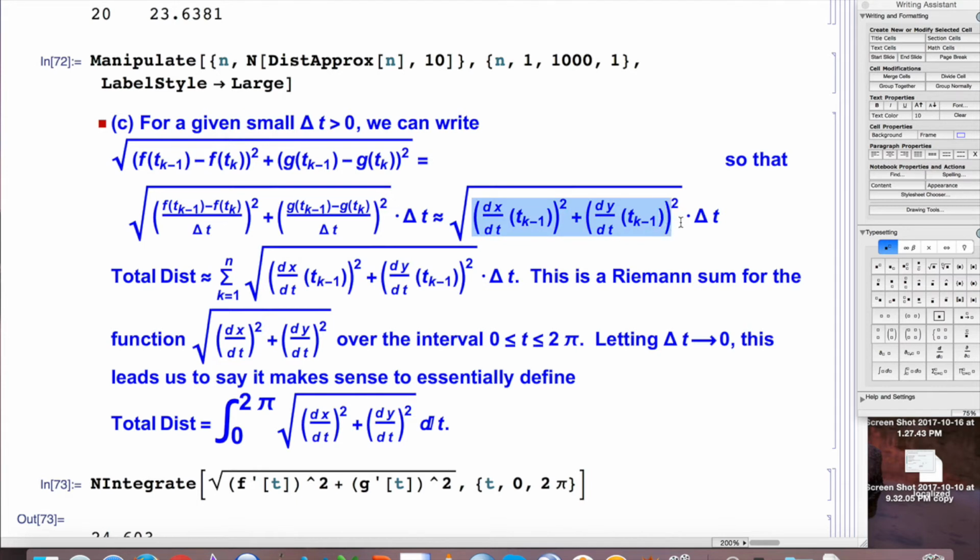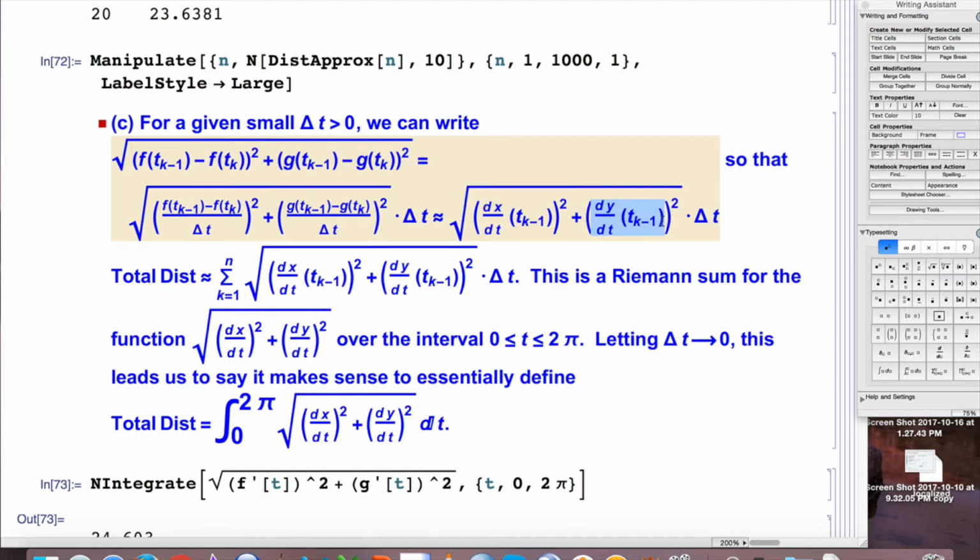Look what we've got there: derivatives, dx/dt and dy/dt evaluated at t sub k minus 1. These really are difference quotients. They approximate derivatives for the functions f and g, which, remember, give the x and y coordinates as functions of time for the curve. These are their derivatives. We're replacing these difference quotients with their derivatives.